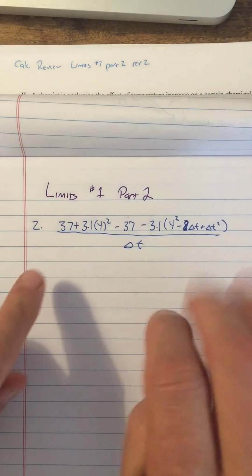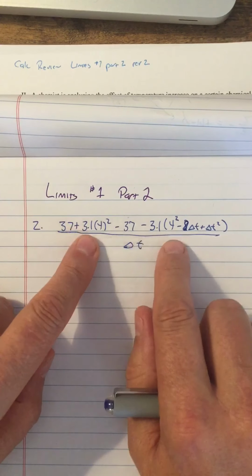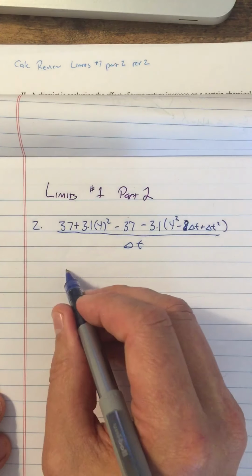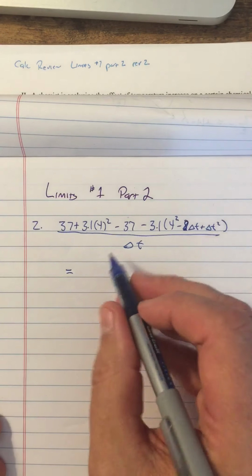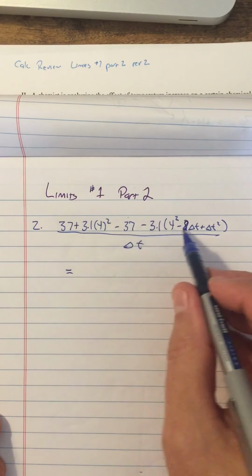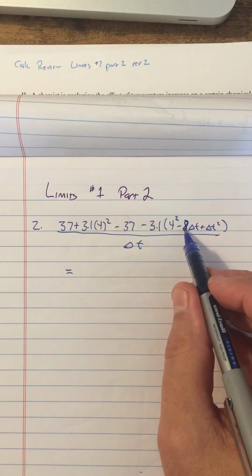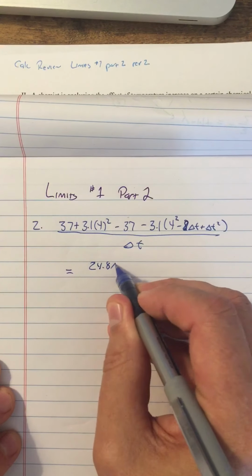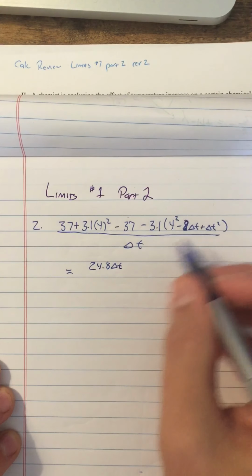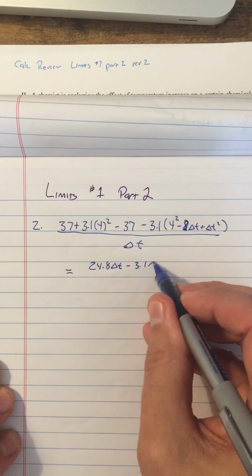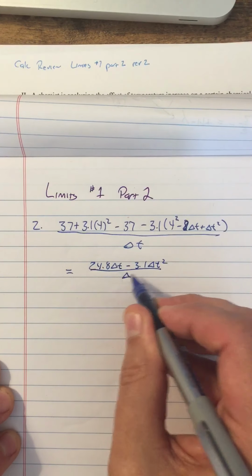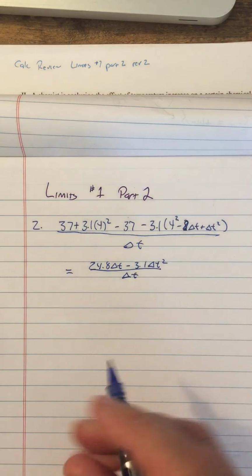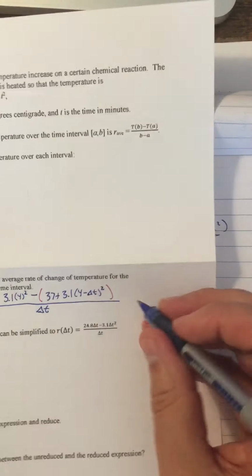Okay, now continuing on with that. The reason that I did it like that is I can see that the 37s can cancel, and I can also see that 3.1 times 4 squared is going to cancel. That way, I don't even have to work out what that is on my calculator. Okay, so now all I have left is distributing the negative 3.1 times negative 8. Well, I can do that in my head. It's 24.8, right? So I have 24.8 delta t. And then just the negative distributes, remember, so I have minus 3.1 delta t squared, and then in the denominator I have delta t.